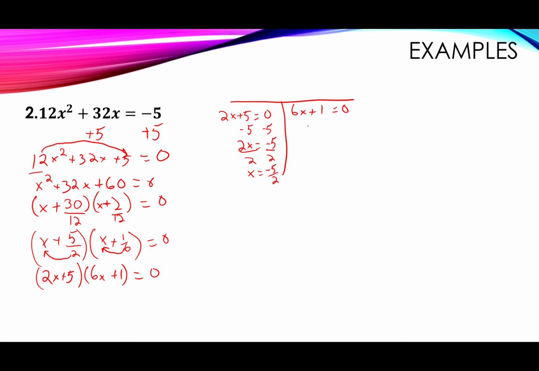All right, same thing over here. Subtract 1 on both sides. I'm left with 6x equals negative 1, and x equals negative 1/6. All right, curly brackets. Negative 5/2, negative 1/6. All right, so that one took a lot of work, and that's probably the hardest problem we're going to have.